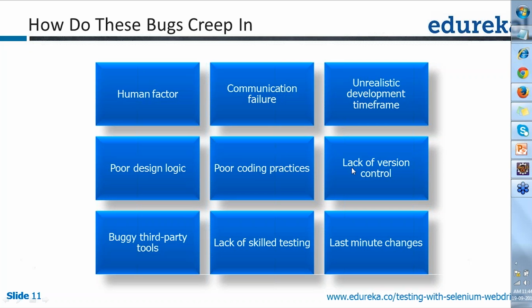So these are different. Okay, one more. Switchable, Lavanya is saying. So these are different reasons by which a particular bug can be introduced in our system.